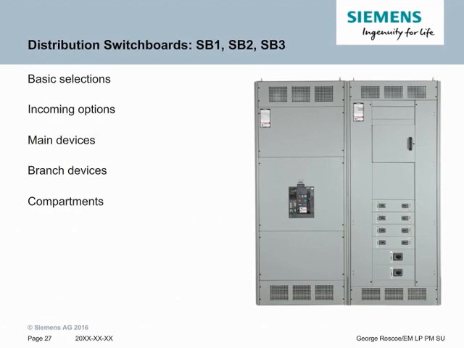In conclusion today, we went over the basic parts of switchboards, the different incomings from cable to busway, the different main devices, whether they're circuit breakers or fuses, all the different branch device configurations, and then we concluded with the different types of compartments for auxiliary usage for the customer, as well as for utilities briefly.